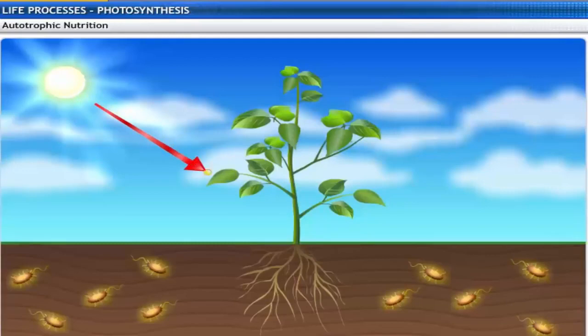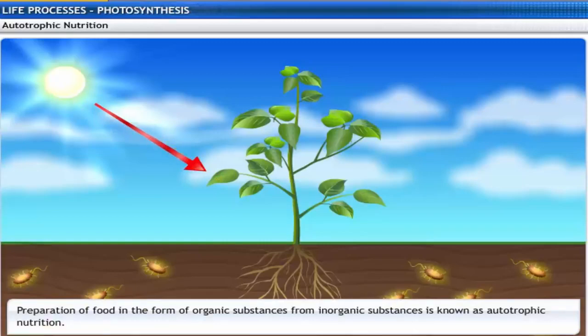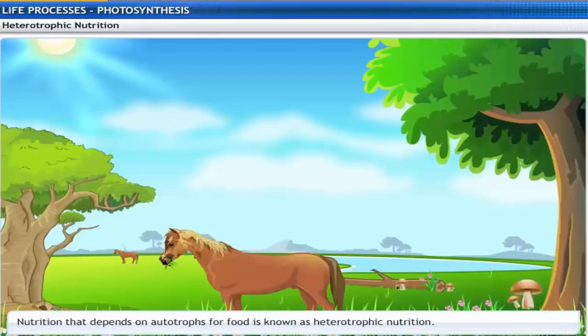Plants and a few bacteria use inorganic substances to prepare their food in the form of organic compounds. So they are called autotrophs. The process of nutrition in autotrophs is known as Autotrophic Nutrition. Fungi and animals cannot prepare their own food and directly or indirectly depend on autotrophs for their food. Such organisms are called heterotrophs, and the process of nutrition in heterotrophs is called Heterotrophic Nutrition.